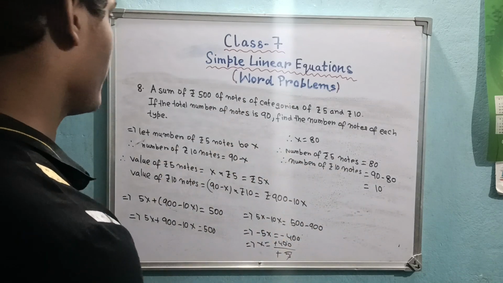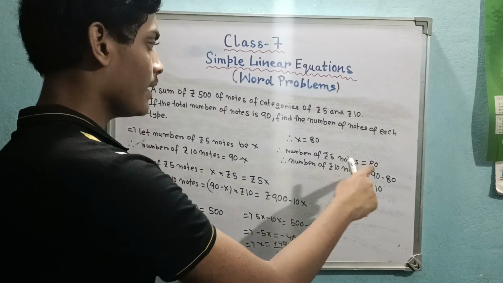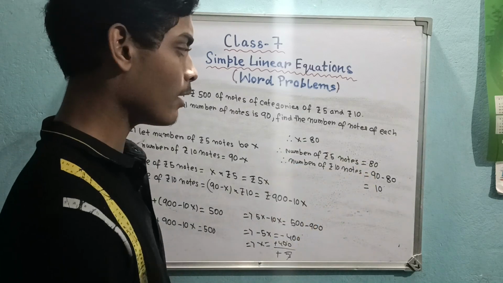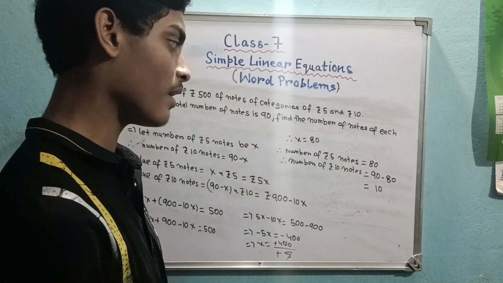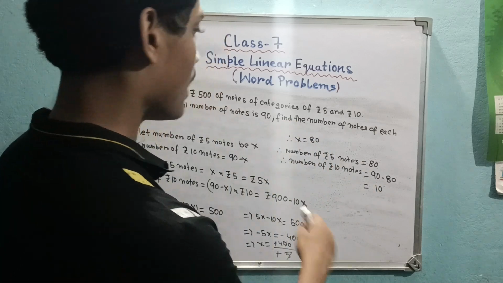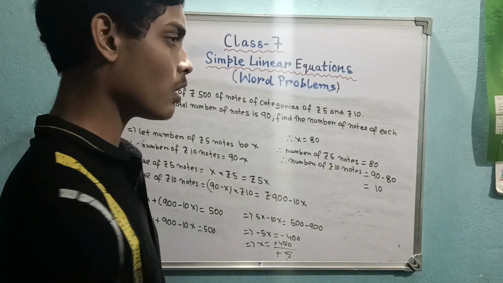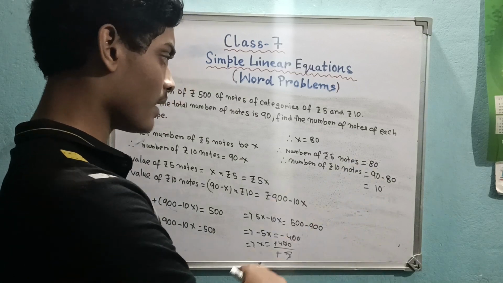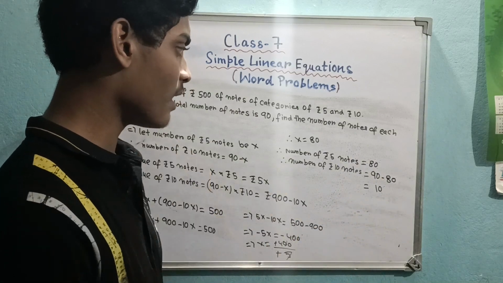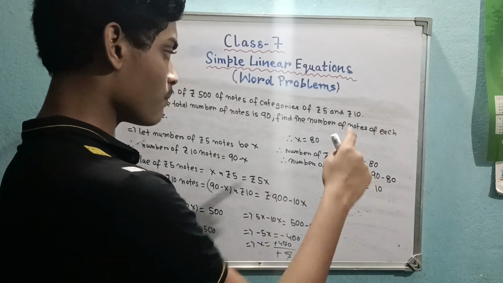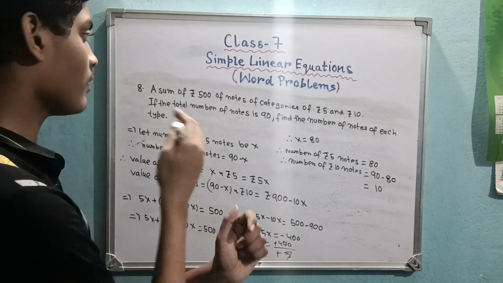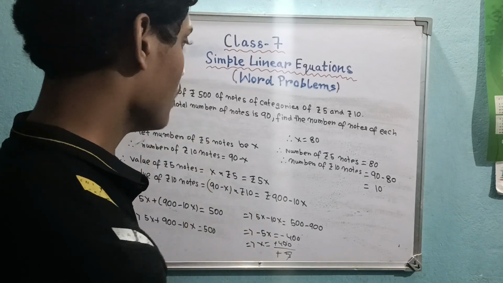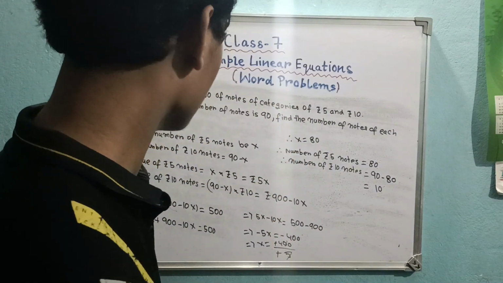Let's verify now if it's correct or not. You have 80 notes of rupees 5, so the total value is 80 into 5, which is equal to 400. The number of rupees 10 notes is 10, so their total value will be rupees 10 into 10, which is rupees 100. So 400 plus 100 equals 500, which is given in the beginning of the question as the total sum. So this is the answer to this question.